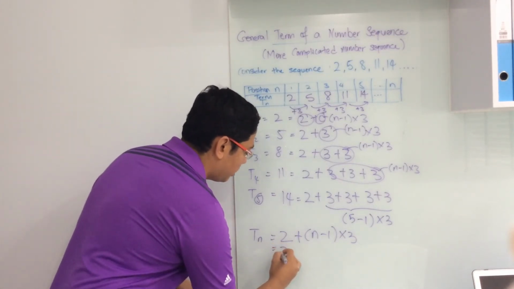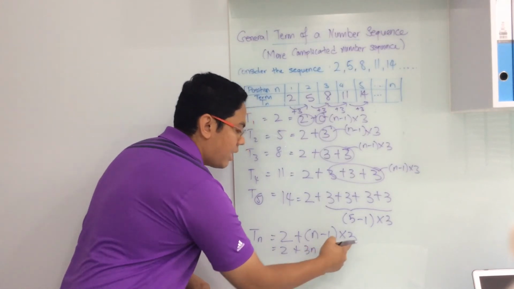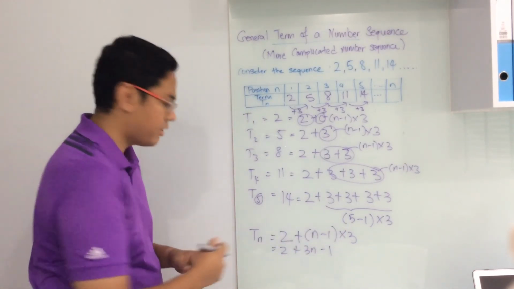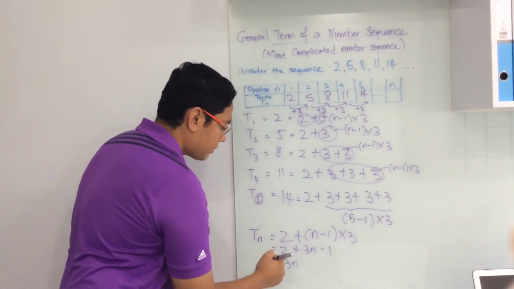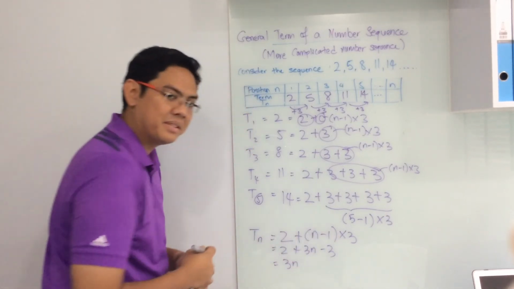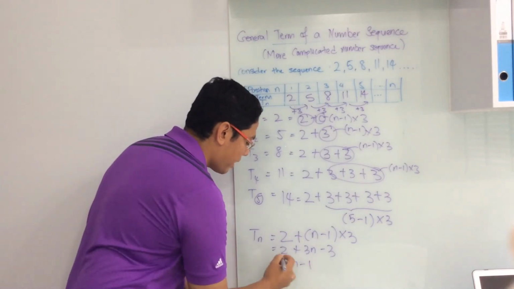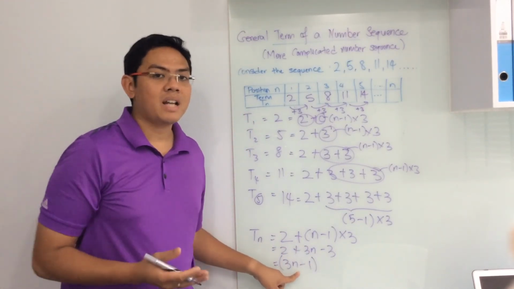So let's see: 2 plus 3 multiplied by n is 3n. 3 multiplied by negative 1 is minus 3. So what do we get? We get 3n, and 2 minus 3 is equal to minus 1. So the general term is Tn = 3n − 1. This is the general term for the number sequence.